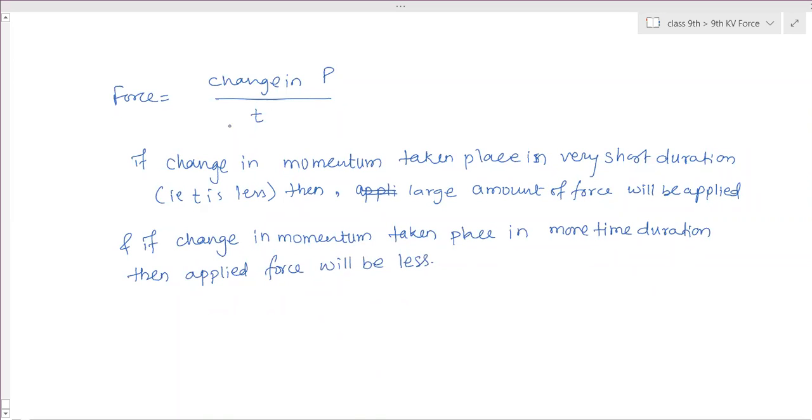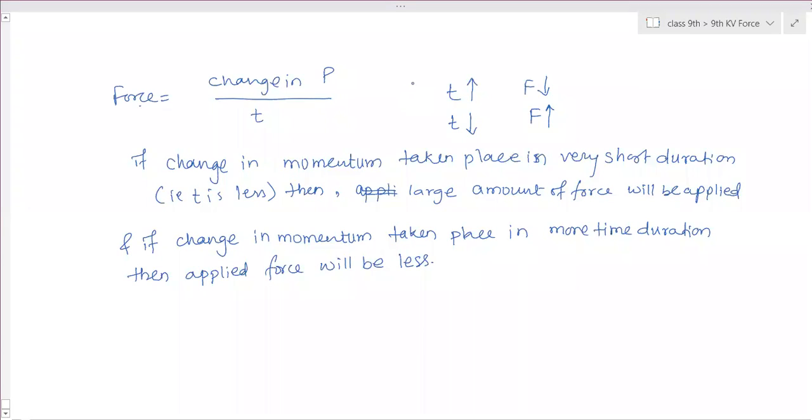So we have to check how much time the change in momentum takes place in. T is in the denominator, so force and time are inversely proportional. If time is increased, the force applied will decrease. And if time is decreased, force applied will increase. Clear this point?